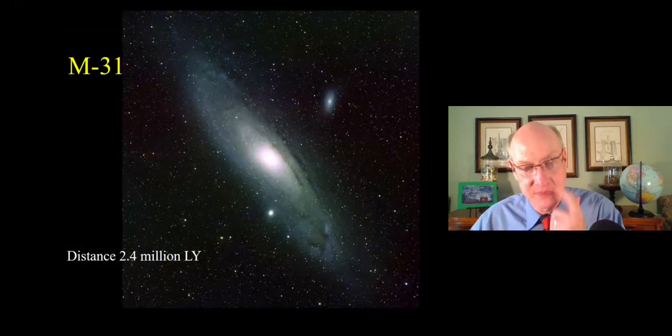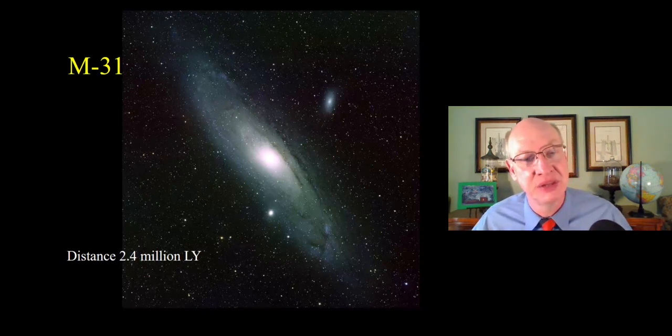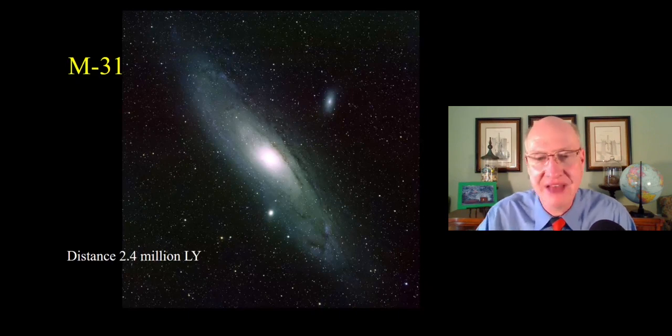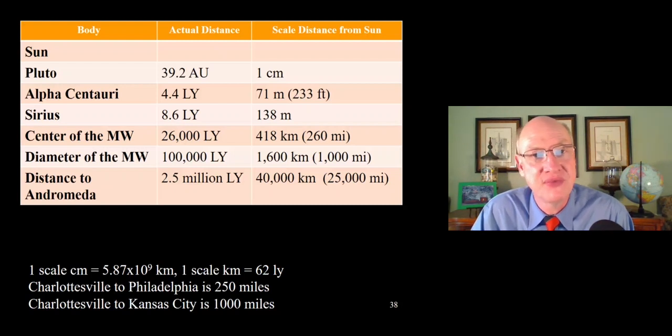And the Andromeda Galaxy is a galaxy just like our Milky Way, and is located about 2.5 million light years away from us. It's about the same size as our Milky Way galaxy. Actually, it's a little bit bigger. But it's a spiral galaxy like our Milky Way galaxy, 2.5 million light years away. And on our little scale model of the solar system, where our galaxy is 1,000 miles across, the distance to the Andromeda Galaxy is about 25,000 miles away. So it too is about 1,000 miles across, and it's 25,000 miles away from us.